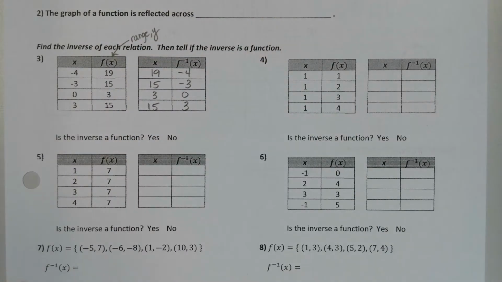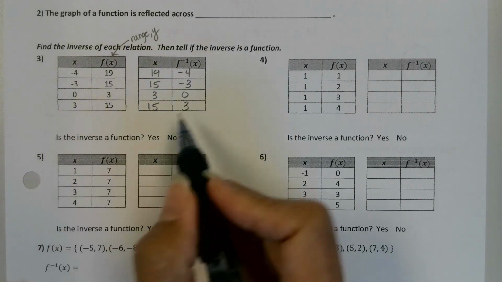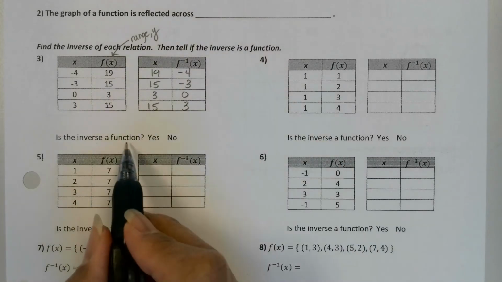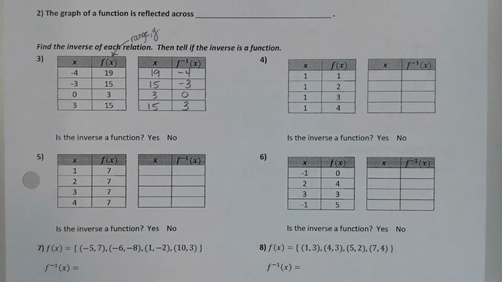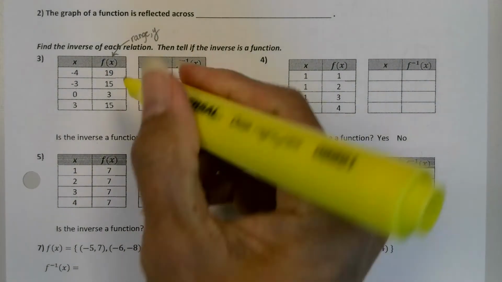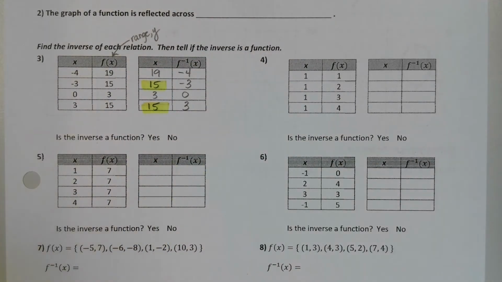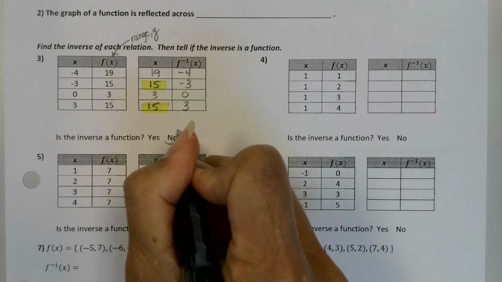Okay? So our job here is to answer this question: is the inverse graph a function? Well, what you notice is that it's not going to be a function because the x value 15 has been assigned two distinct y values, negative 3 and 3. Therefore, the answer is no.